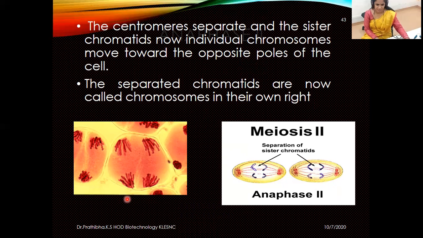Meiosis second can be seen here, and that's anaphase 2, the separation of sister chromatids and their movement to the opposite poles. Here you can see the microscopic view of meiosis anaphase 2.